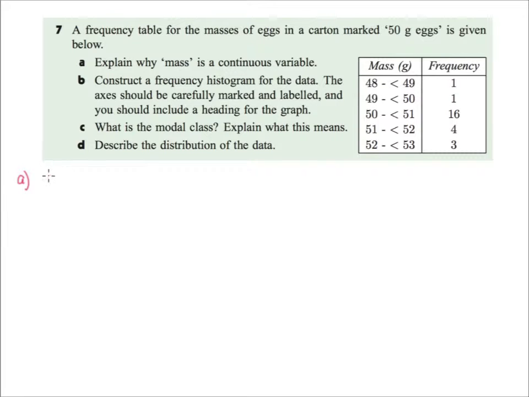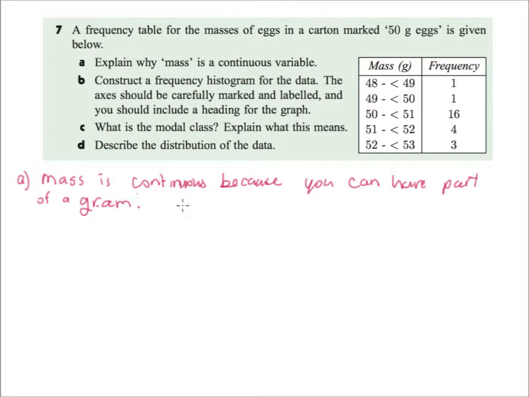Here we're going to look at our frequency table. I'm going to explain why mass is a continuous variable. Well, mass is a continuous variable because you don't have to have just one count by gram. You can have part of a gram or a decimal value.